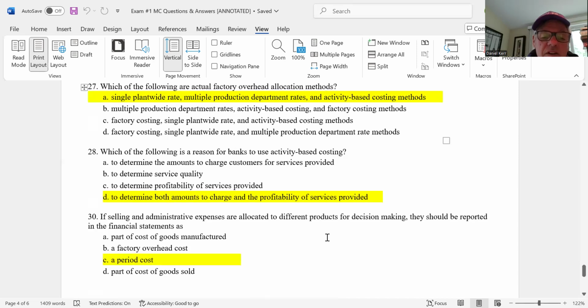If selling and administrative expenses are allocated to different products for decision-making, they should not be reported in the financial statements as production costs. Those are period selling and administrative costs, although they may be allocated, they are not production costs. They are period costs.